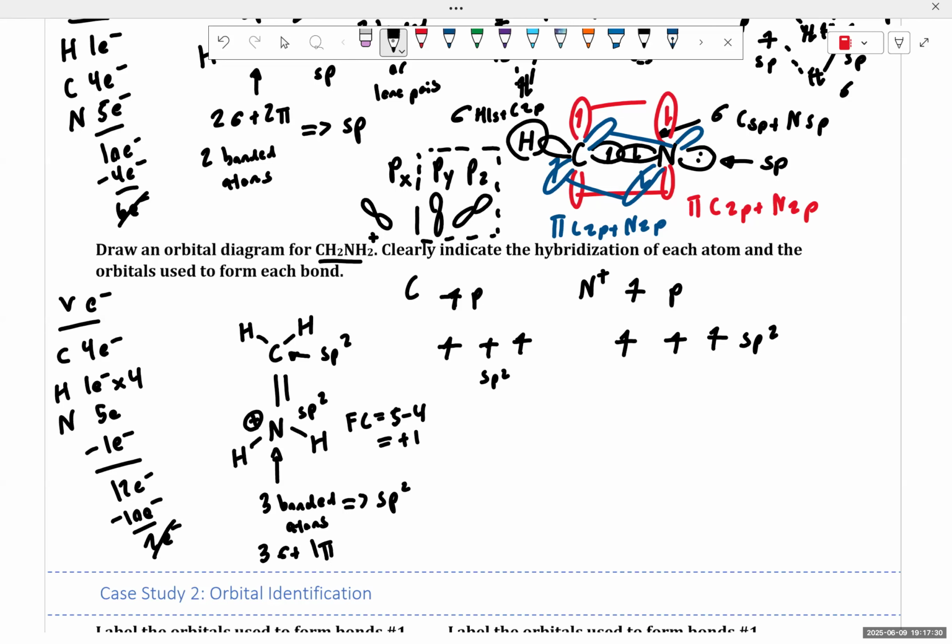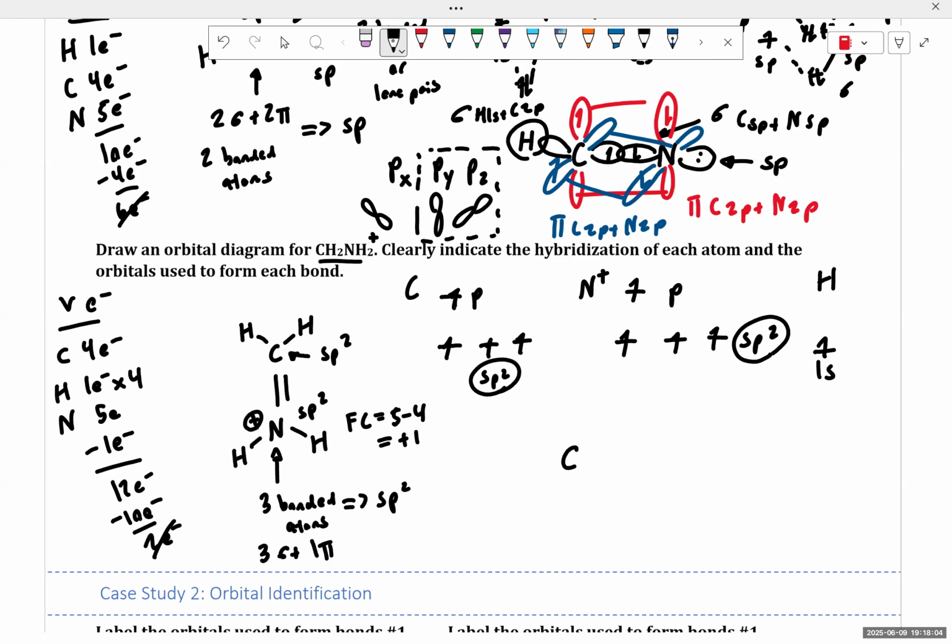Now, once we have these orbital box diagrams established, also noting that hydrogen has a 1s orbital that's half filled, let's begin to describe what orbitals are used to form each of the sigma and pi bonds. And even if you weren't able to identify that for nitrogen plus it has 1 less electron, as long as you get the hybridization of each of your atoms, you're good to go in terms of constructing an orbital diagram.